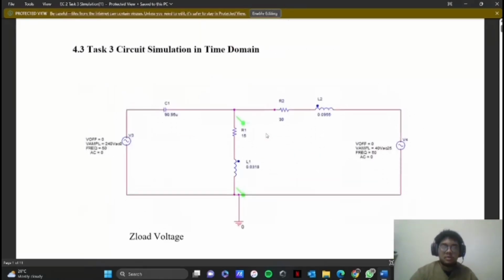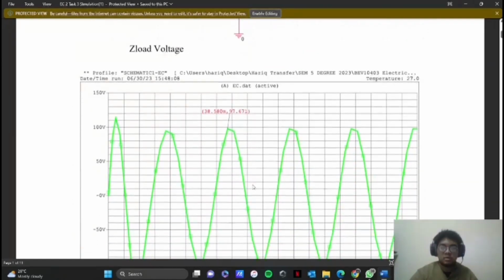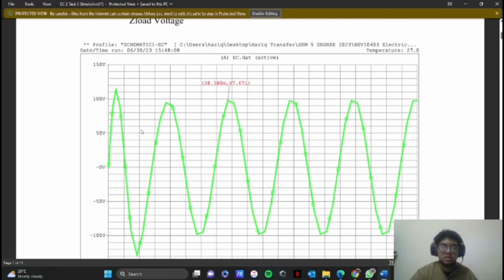Today I will present about the Z-load voltage and also Z-load current. As we can see, this is the constructed circuit that has been done. We have the power source, the capacitor, inductor, and also resistor. Then we move to the graph, and here I will explain the condition of the graph and the value of the V peak.